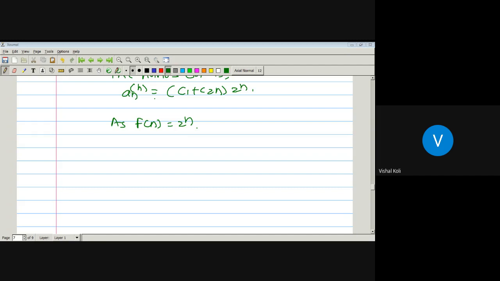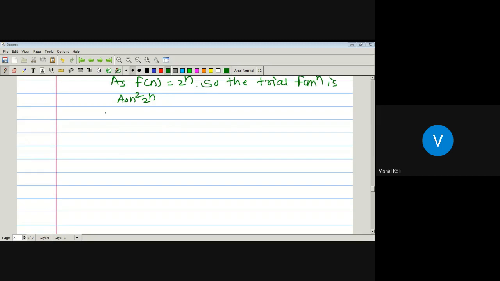So what should be its trial function? a0 n square 2 raised to n. The power of n is as much as the multiplicity of my root, so it will be n square into 2 raised to n. So put that value: let a n is equal to a0 n square into 2 raised to n. That is, put this a n in the given recurrence relation.